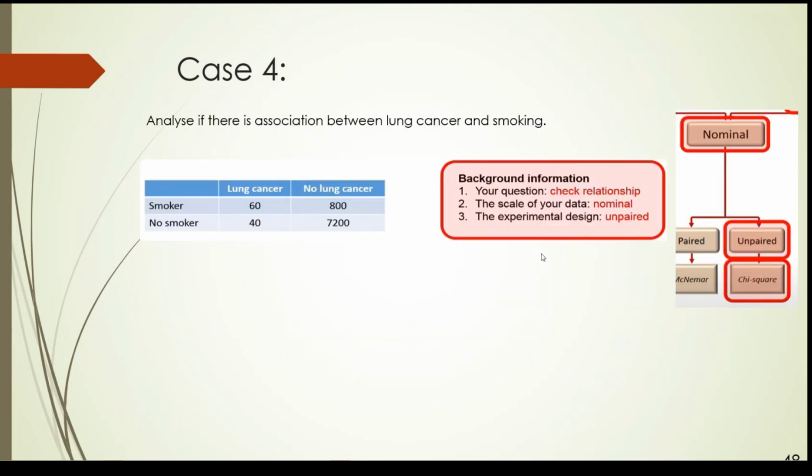Another case just now, like the relationship between lung cancer and smoking. So this one is not to find difference, but to check relationship. And then the data is nominal. Either you have cancer or you don't have cancer, right? It's not ordinal because there's no sequence to it. And it's also not continuous. And then it's unpaired because we don't pair the subjects at all. So we choose nominal, unpaired, chi-square.